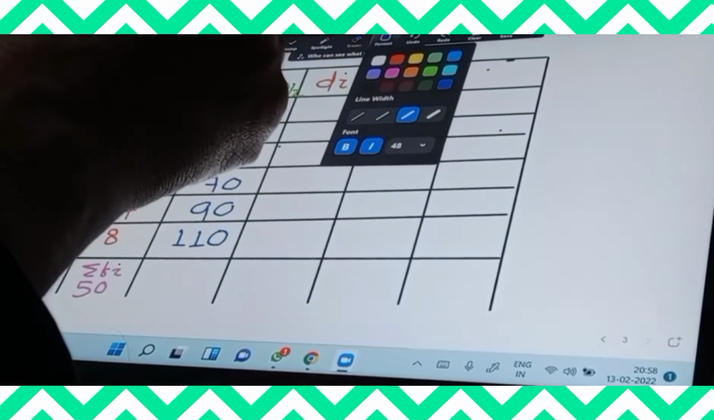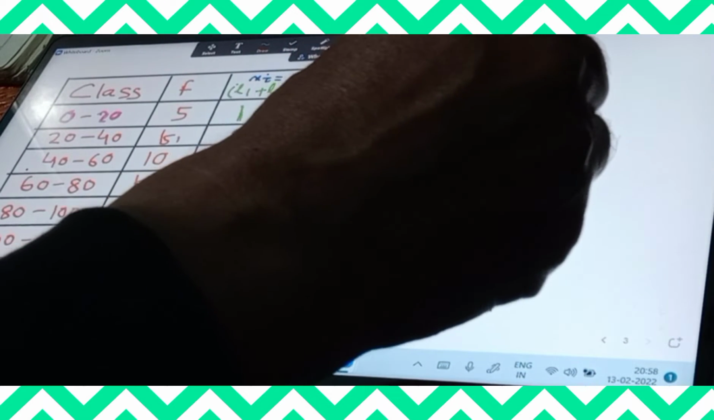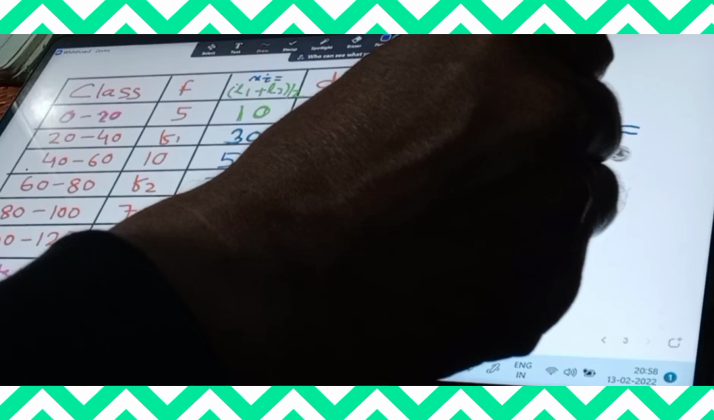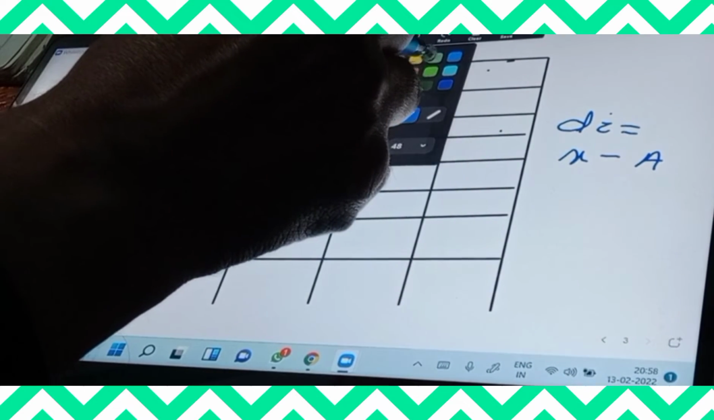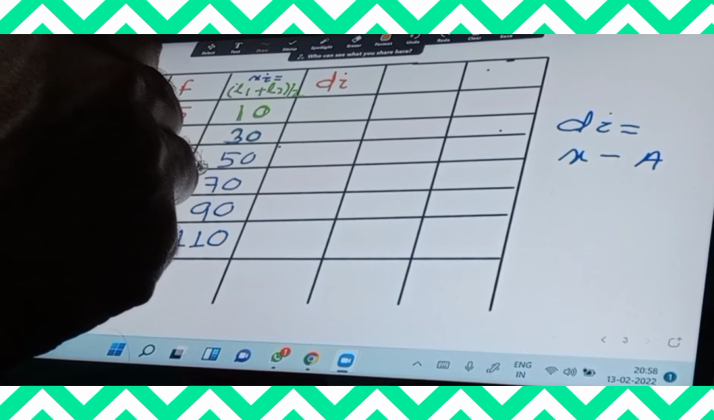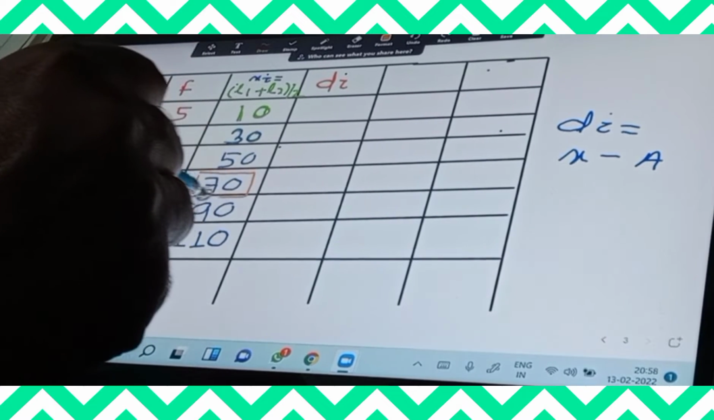What is the formula of deviation? Can you tell me? Deviation is what? di is equal to xi minus a. You have to take the value of a from any value of the class mark, in the middle section. You can take a convenient number, and 70 you can take.